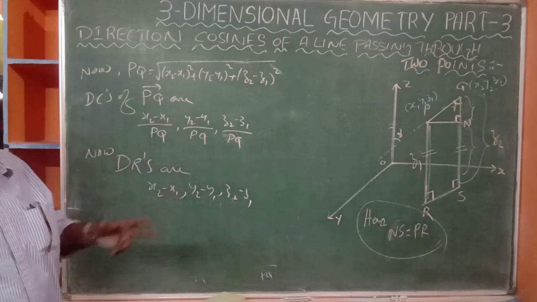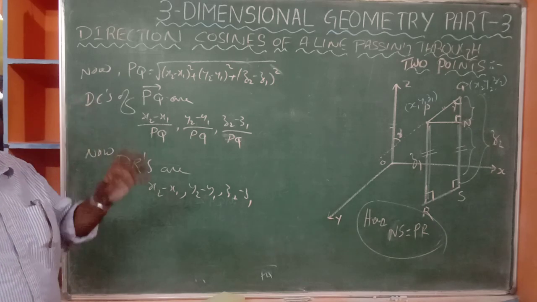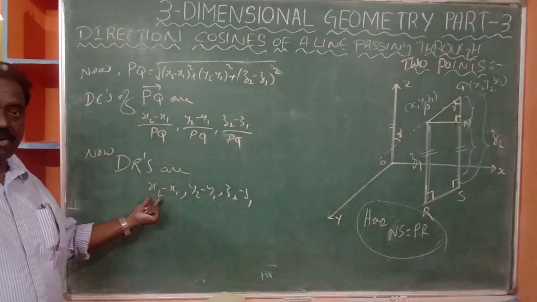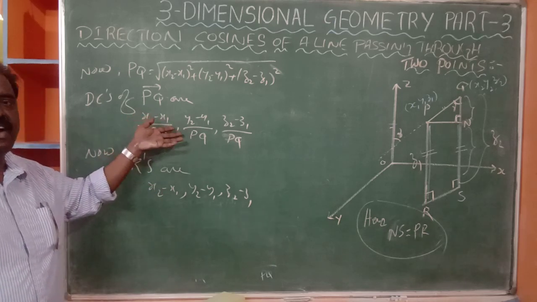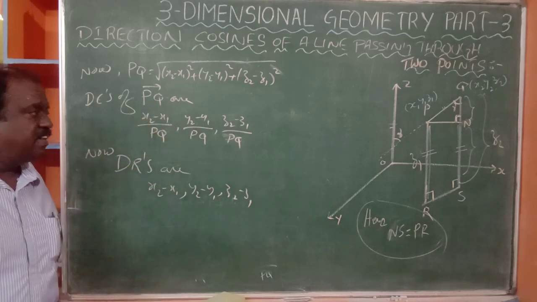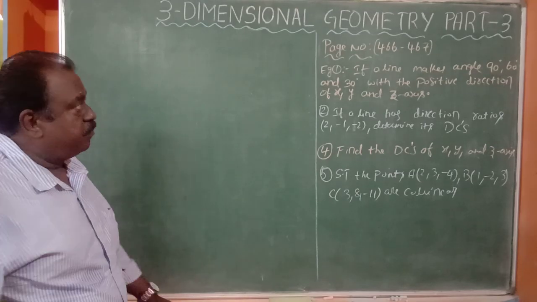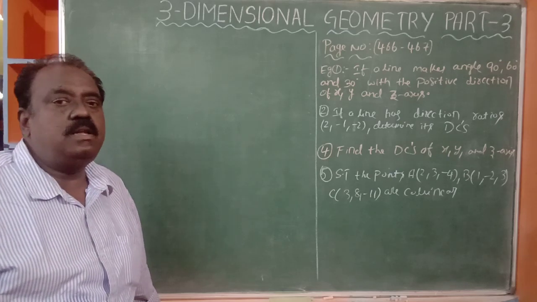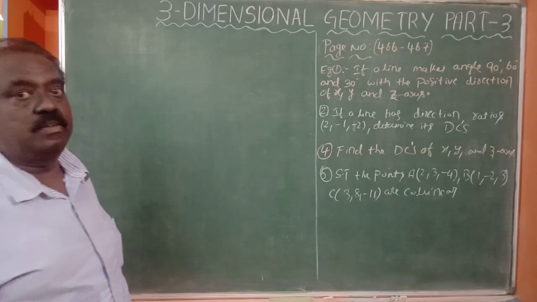So if two points are given, we can find the DRs and DCs of the line passing through those two points. Only the differences of the coordinates are the DRs. If we find the DRs, it is very easy to find the DCs. Okay now? That is the concept. Very good concept, try to take it. We completed one theorem: the DCs of a line passing through two points. Through that we can also find the DRs.